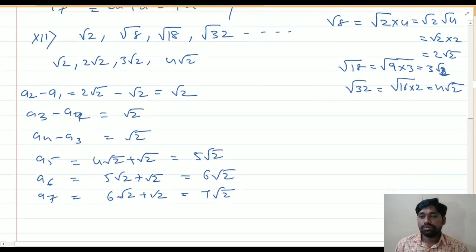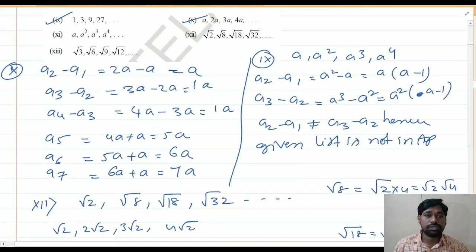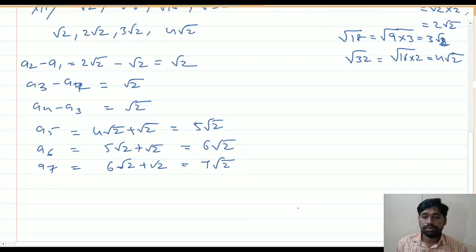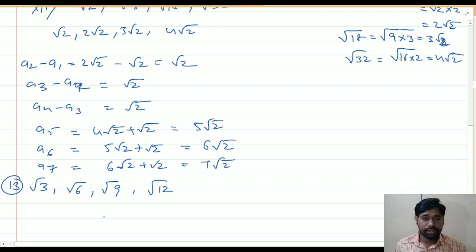Okay, so with this, one more question, the last question, is there. Try to complete it. What is the last question? The 13th question, I think: root 3, root 6, root 9, root 12. So like the previous question, we are not able to simplify this.